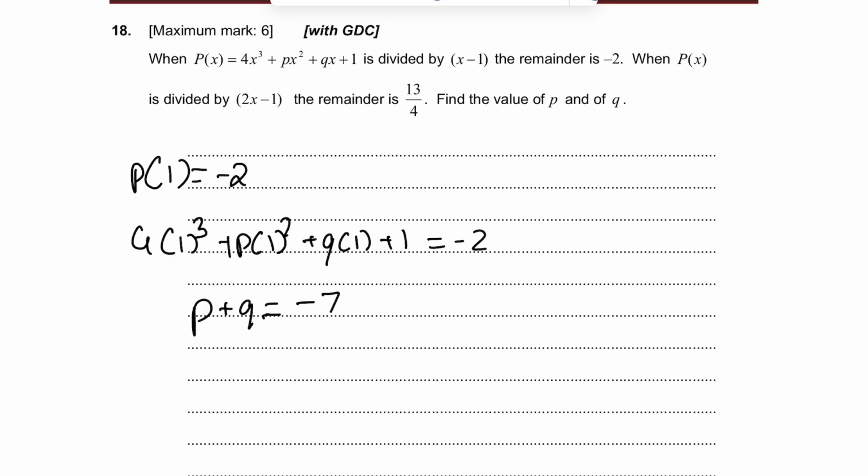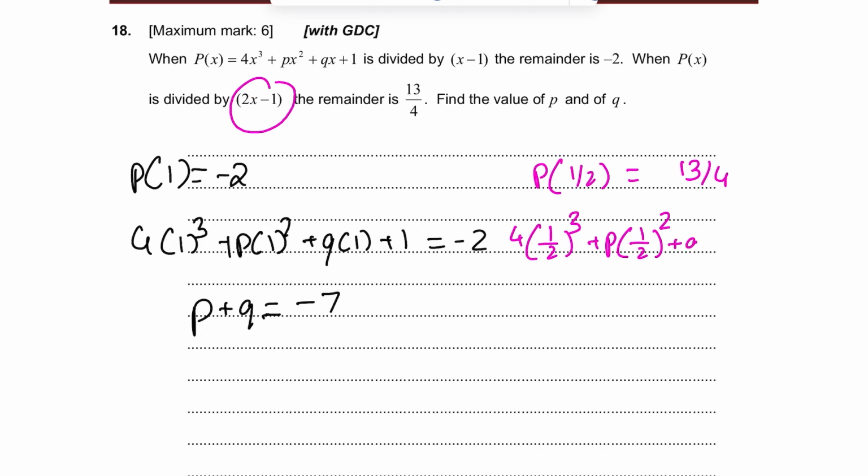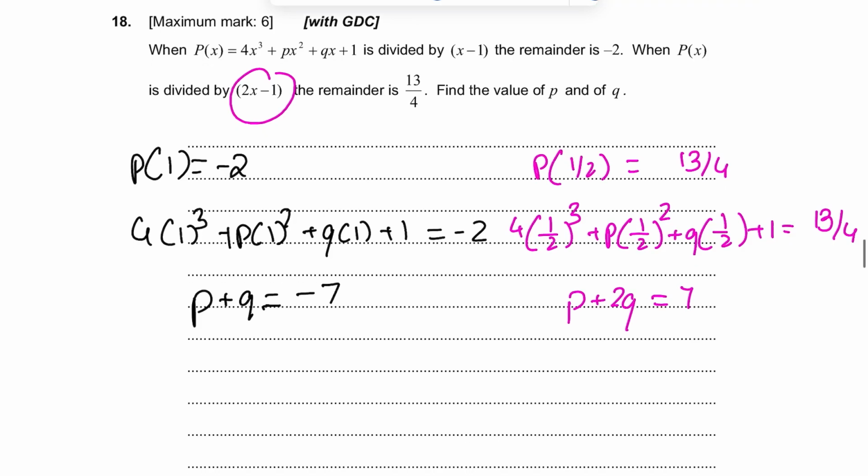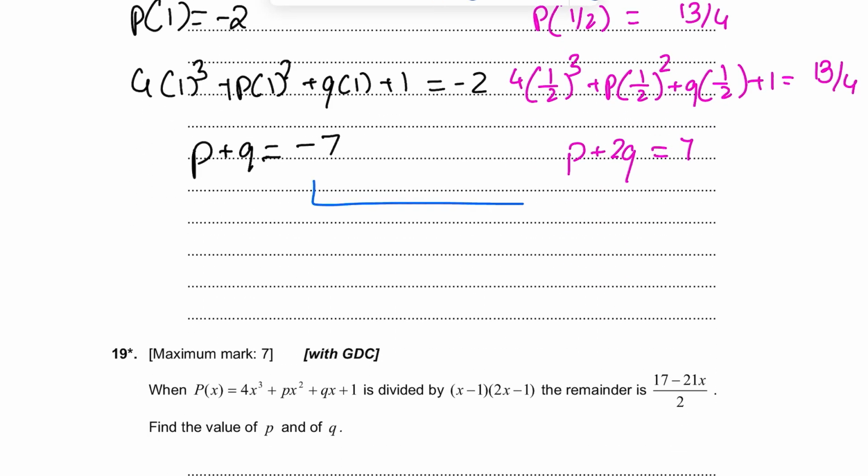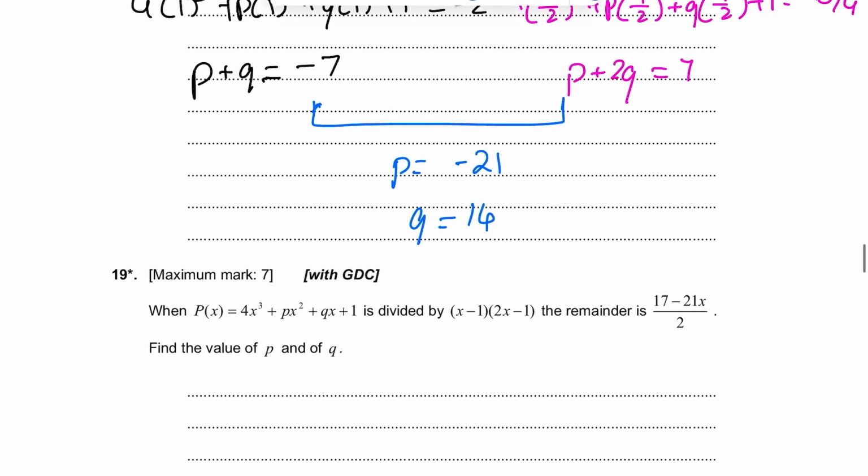Next, when I plug in 1 upon 2, p of 1 upon 2 should be equal to 13 upon 4. So 4 times 1 upon 2 whole cube plus p times 1 upon 2 whole square plus q times 1 upon 2 plus 1 should be equal to 13 upon 4. I am writing directly the equation over there: p plus 2q equals 7. Now solve these two equations. You should be getting p value as minus 21 and q value as 14.